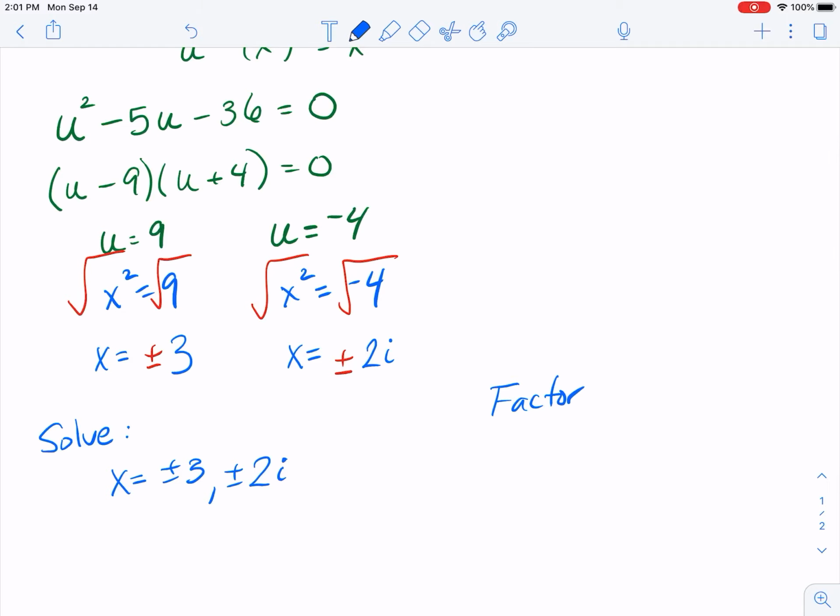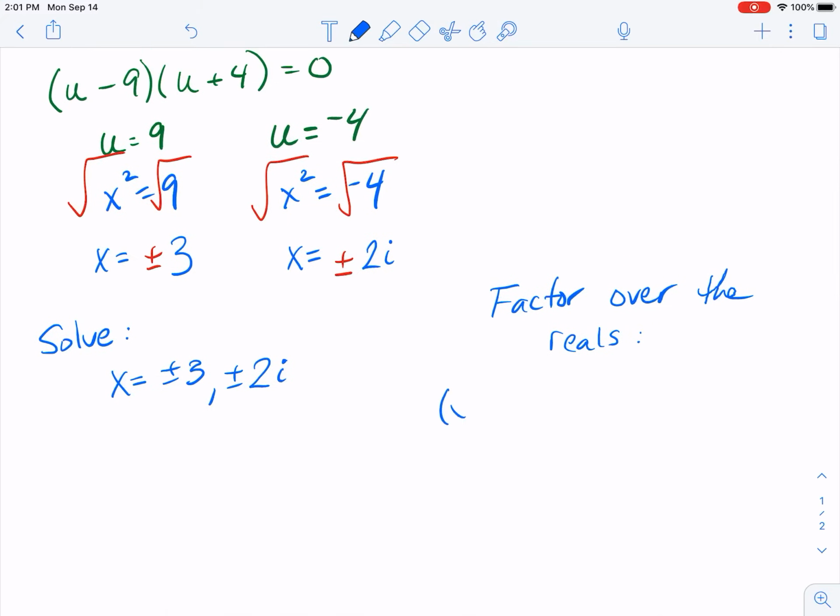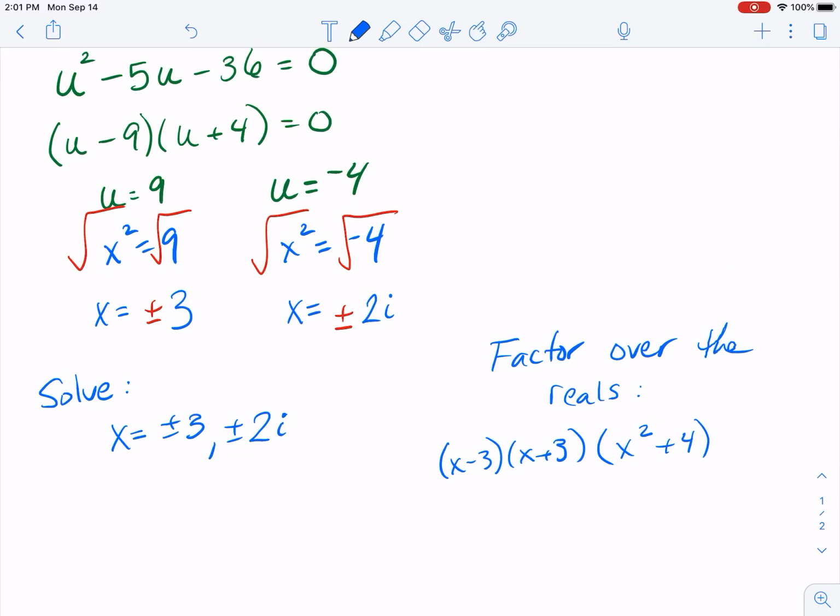it depends on how they say it. If they say factor over the reals, then that means that everything needs to still be a real number. We could factor and say x minus 3 times x plus 3, and then we would have to say x squared plus 4, because x squared minus 9, when I substituted back, could factor further. But x squared plus 4, if I keep factoring that, I no longer stay real.